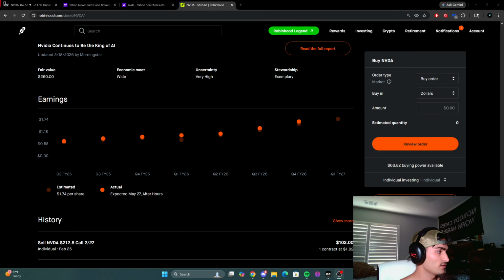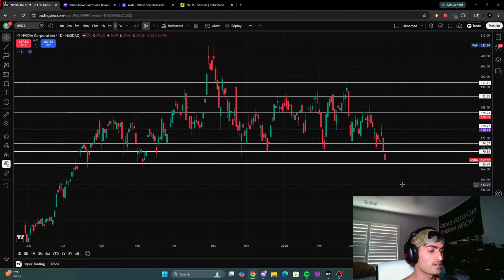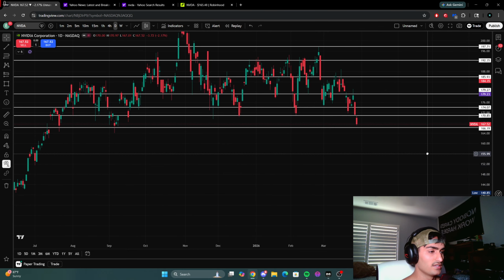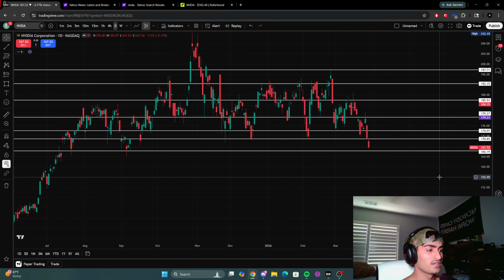And so we can see that Nvidia has been beating earnings since 2025. It's not even just beating, it's still getting above it. And so the next earning day is May 27th. And so now when we look at this stock, May 27th is all the way up here. So we got a good amount of moves.